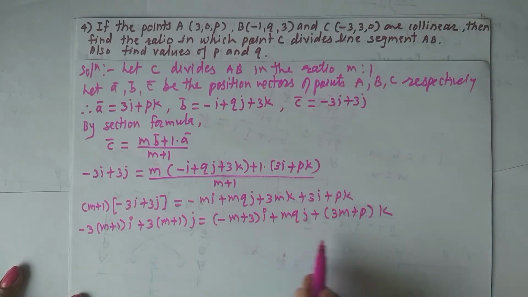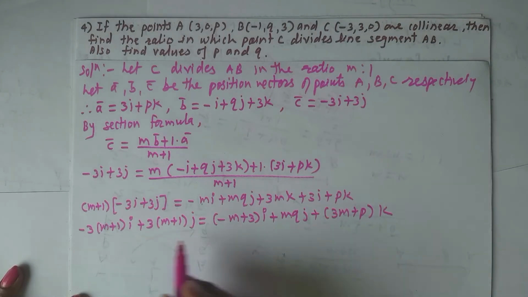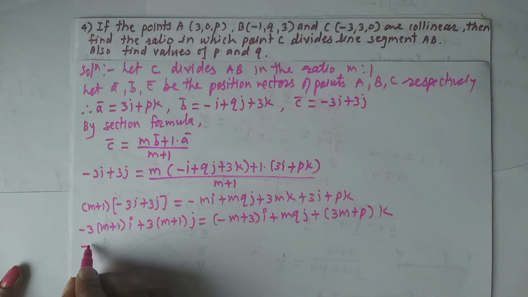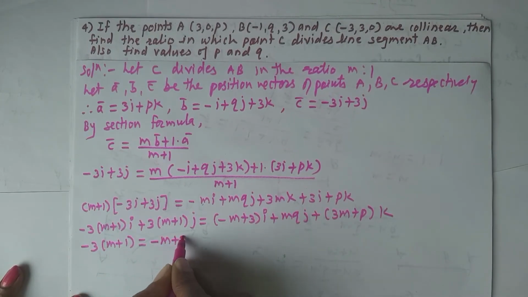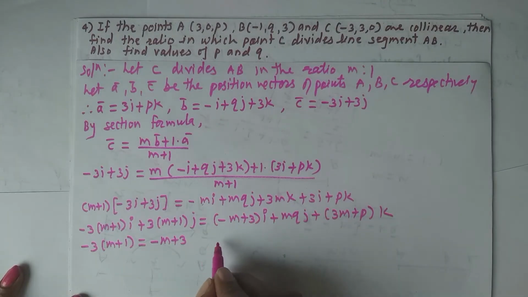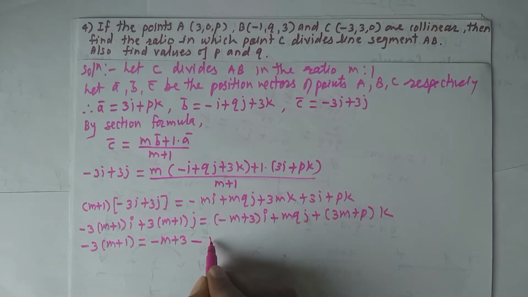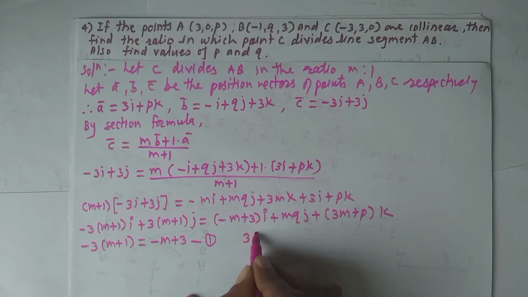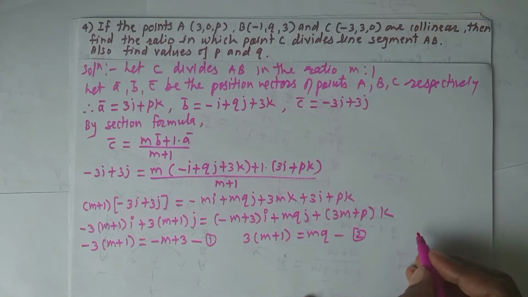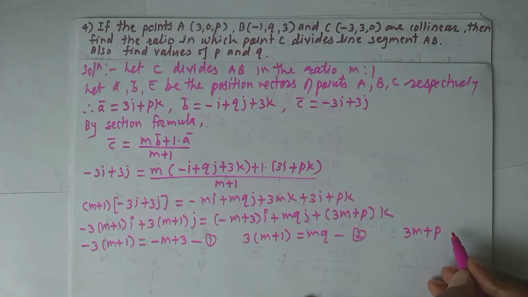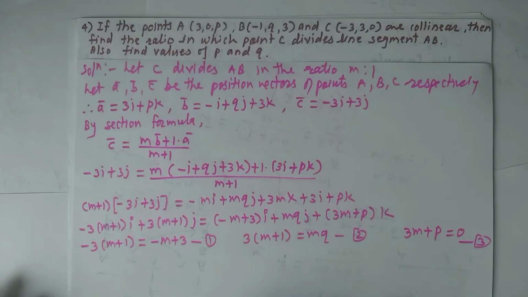Now these two vectors are equal, which means their coefficients of i, j, k will be equal. Then we will equate the coefficients of i, j, k. This will be minus 3 times m plus 1 is equal to minus m plus 3. I will get the first equation. Then what will be the second equation? 3 times m plus 1 is equal to mq. This will be the second equation. And the third equation will be what? 3m plus p. Here the term of k is absent, which means this is equal to 0. This will be your third equation.